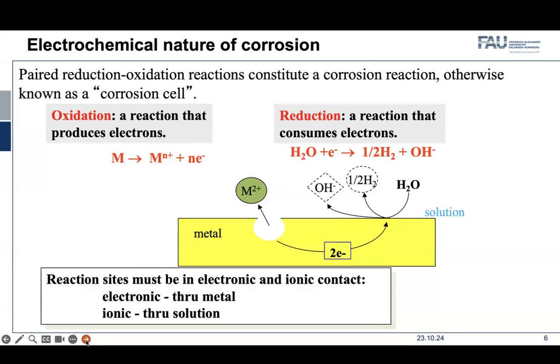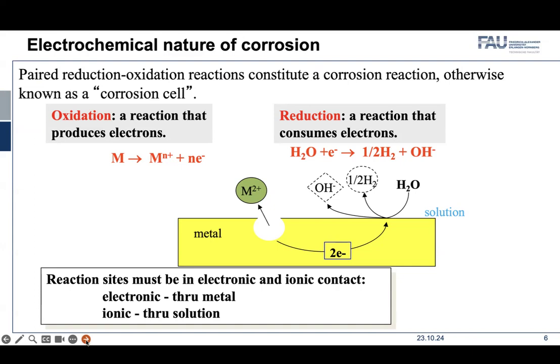So this is what I represented earlier. There is a metal becoming a metal ion, probably nickel or iron, which produces a two-electron process, and these two electrons are consumed here. So again, we emphasize these reaction sites must be both in electronic and ionic contact for corrosion to occur. Which site is going to be cathodic, which site is going to be anodic? How does the process typically start?